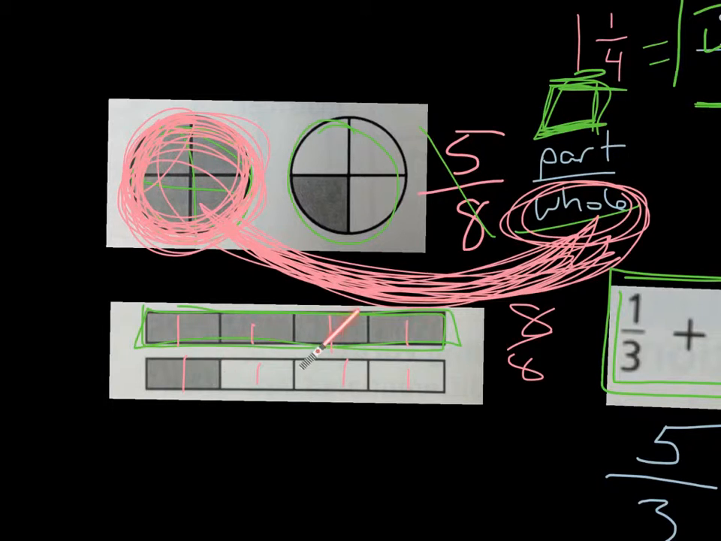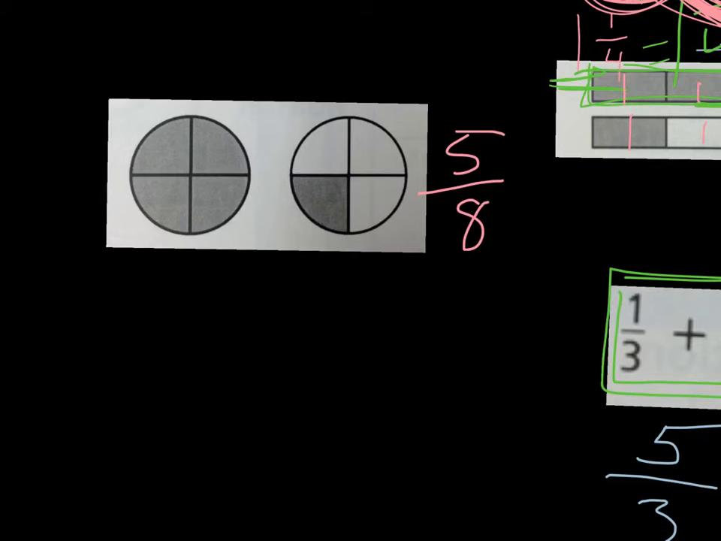Okay. We then talked about down here the same thing, using bar models instead of circle models. We also talked about how eighths would be double the pieces, so this would be fourths, not eighths. So whole is your denominator.